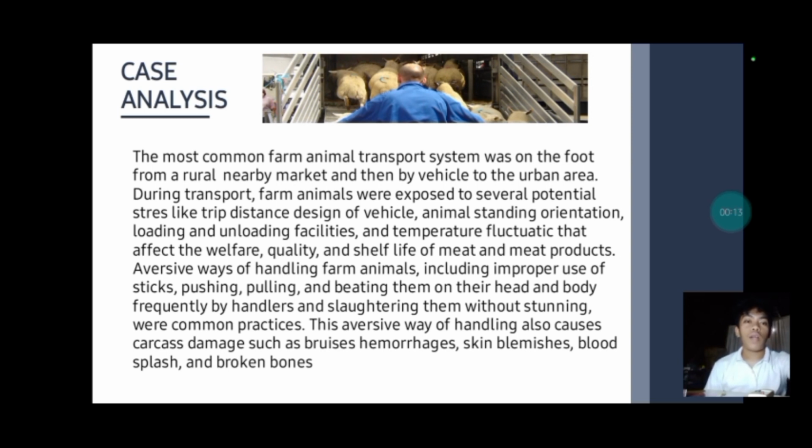During transport, farm animals were exposed to several potential stresses like trip distance, design of vehicle, animal standing orientation, loading and unloading facilities, and temperature fluctuation that affect the welfare, quality, and shelf life of meat and meat products. Aversive ways of handling farm animals, including improper use of sticks, pushing, pulling, and beating them on their head and body frequently by handlers, and slaughtering them without stunning, were common practices. This aversive way of handling also causes carcass damage such as bruises, hemorrhages, skin blemishes, blood splash, and broken bones.